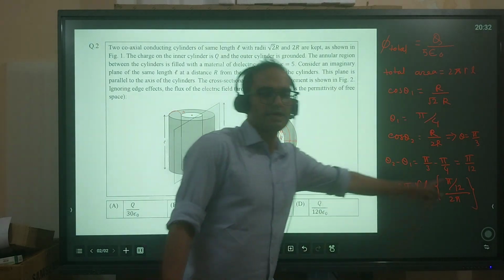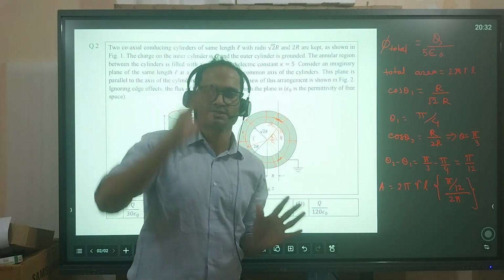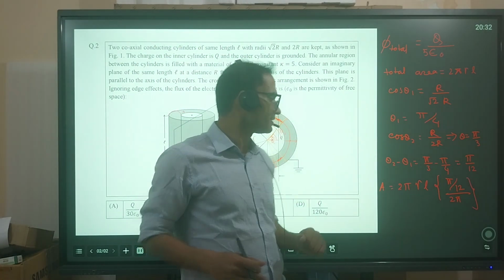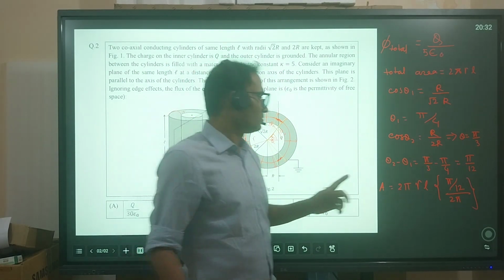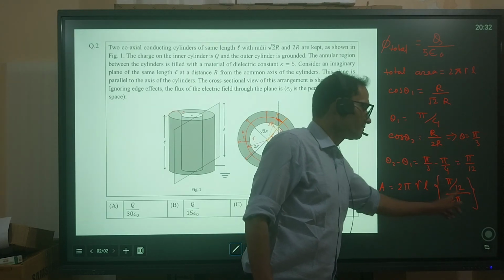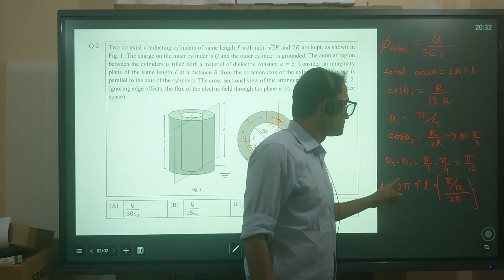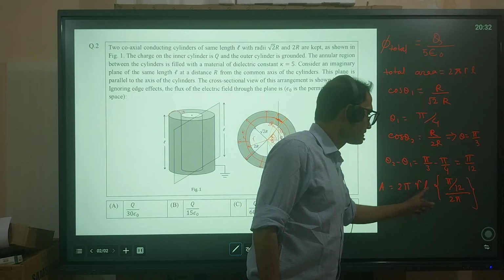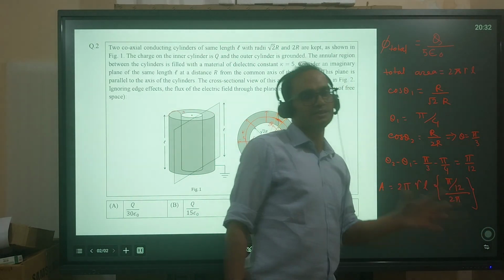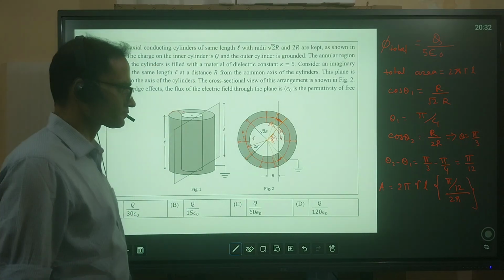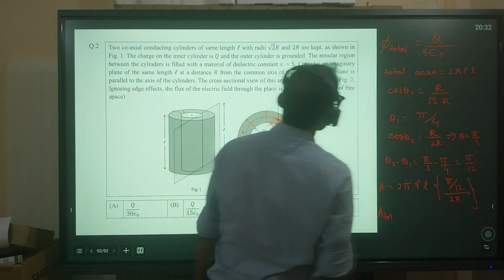So how did I get it? I will explain. The total area of the cylinder is 2 pi RL, curved surface area only, and the angle subtended is 2 pi. So the area per unit angle is 2 pi RL by 2 pi, and the area for angle pi by 12 is this. I multiplied the angle by the area per unit angle, so I get this thing.